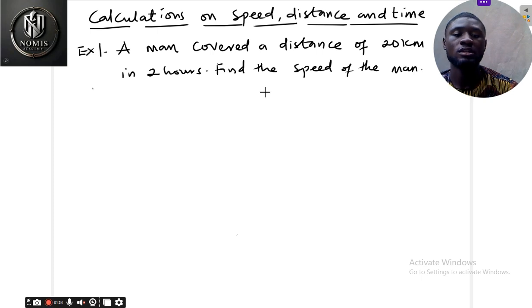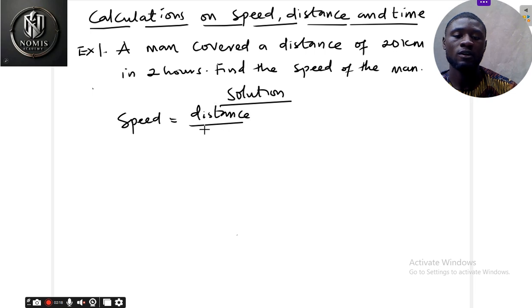Remember what speed is. Speed is the rate at which the distance was covered. And we said if we talk about the rate, we're talking about the relationship between the distance covered and the time taken to cover the distance. Therefore, the solution to this question first suggests the formula for speed, which is speed is equal to distance over time taken.